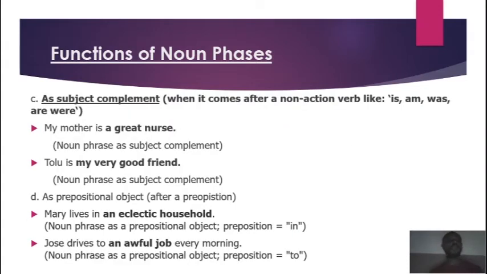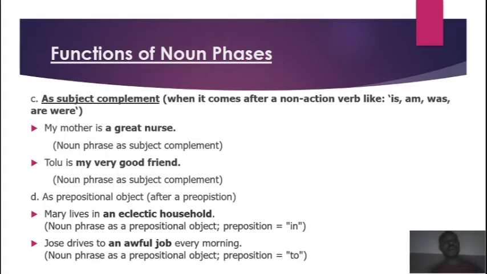Now see, as subject complement, when it comes after a non-action verb like is, am, was, or are, then it functions as what? A subject complement. Look at the example. My mother is a great nurse. That's a noun phrase functioning as subject complement. What's the subject there? My mother. You don't just say "my mother is," except you ask a question. So to make the statement complete, you tell us what your mother is: a great nurse. Look at the verb, is what? A non-action verb. Therefore, the function of that noun phrase is complement of the subject, or subject complement.